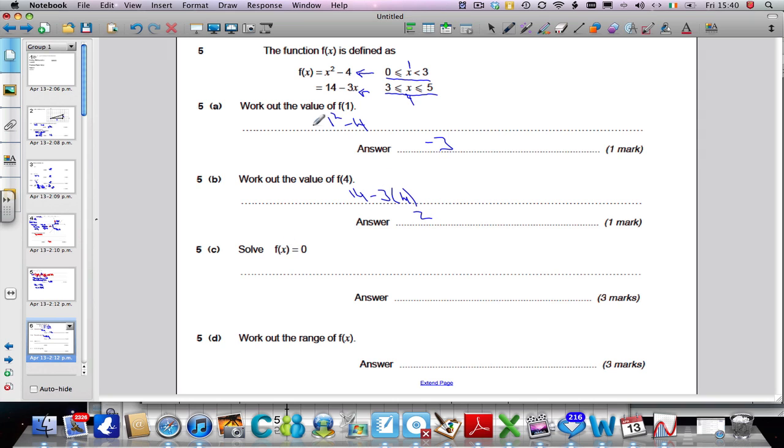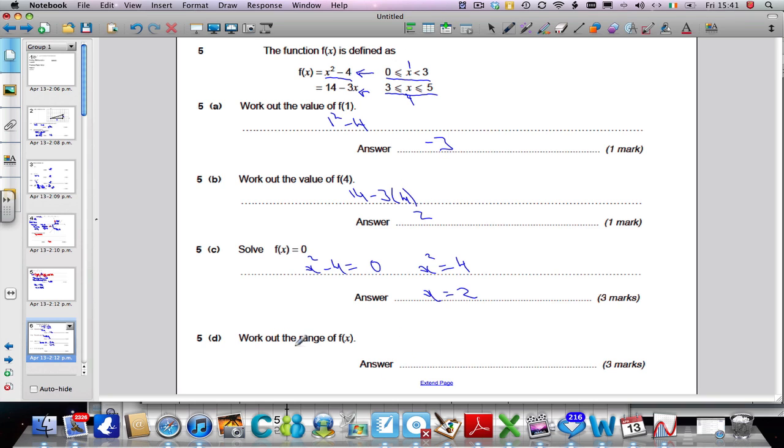Solve f of x equal to 0. Now 0 is in this domain here, so I'm going to solve this part. So I'm going to use x squared minus 4 equals 0. That means x squared equals 4, which means x equals 2. Now you might think, oh, is it not plus or minus 2? No, it's not going to be plus or minus 2 in this case because the function is not defined at minus 2, so we're not interested in that.